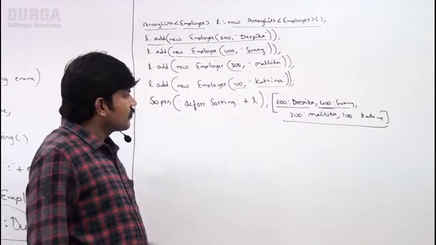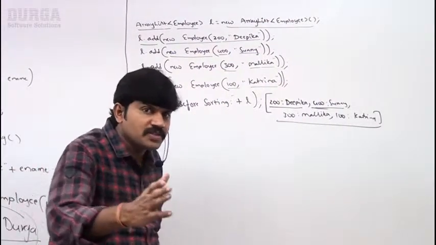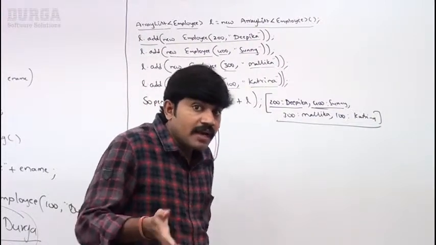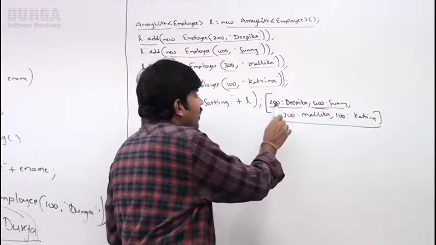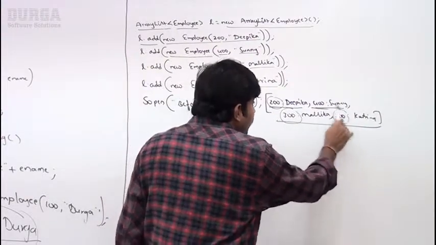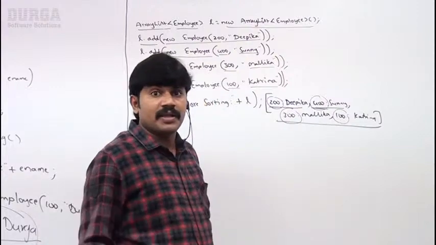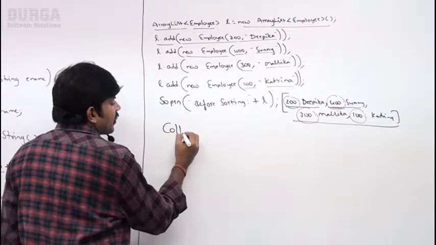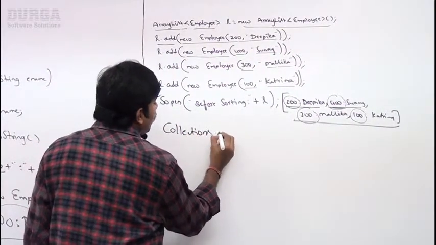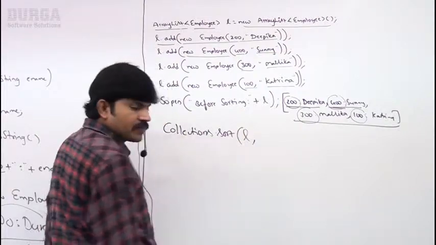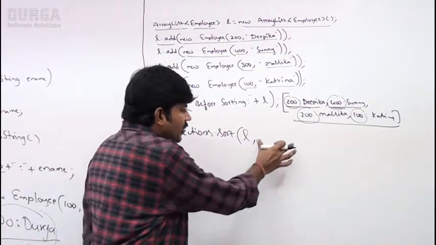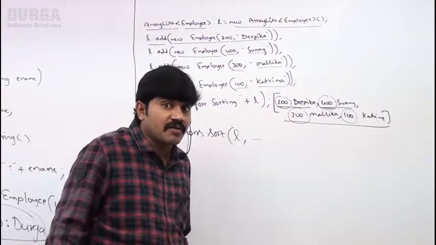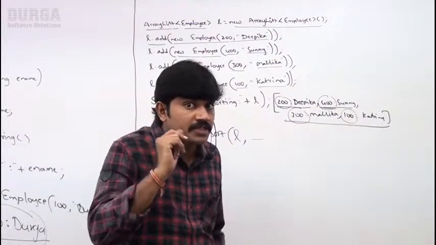Now my target is, I want a customized sorting order. Can you please insert all these employees according to ascending order of employee number? How can you do that? Very simple, sir. Here Collections.sort(l), I'm always expecting a Comparator object as the second argument, right? But wherever a Comparator is required, happily we can replace it with the lambda expression, right?